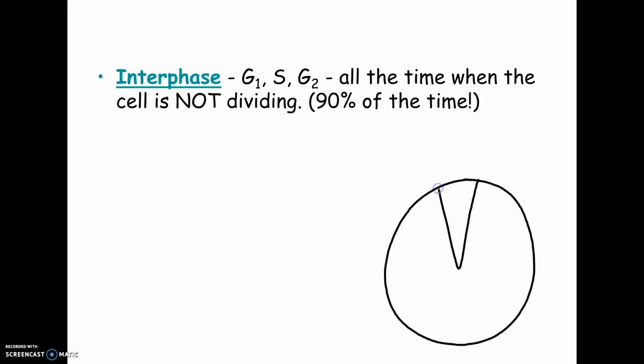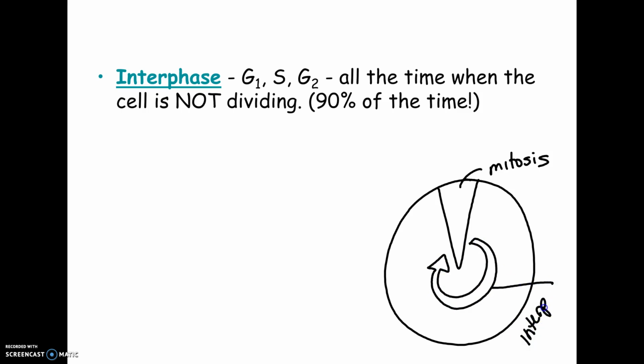Sometimes they'll show this in a pie chart. This will be mitosis when the cell is dividing, and all of this other part here will be interphase. So basically 90% of the time, it is when the cell is doing all of the jobs that a cell normally does. So making proteins, transporting stuff, whatever the job of that cell is.